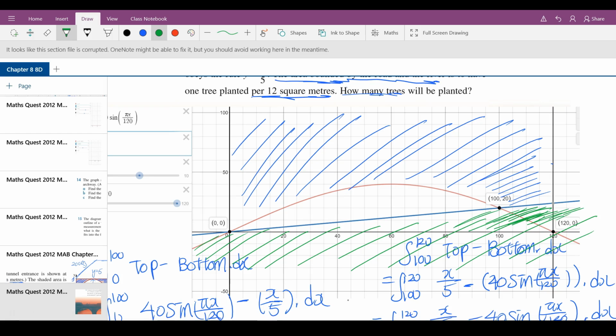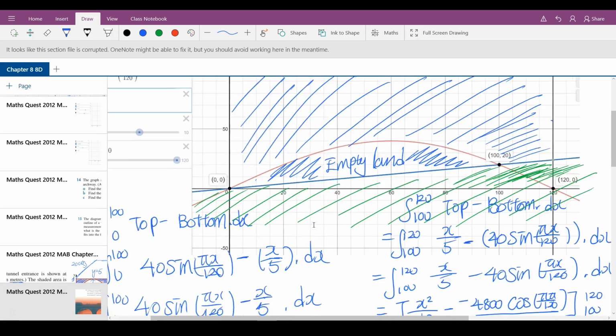So that's why we can't include that, and we can only plant things here because this is the actual empty land between the river and the road. You see, this is the empty land where we can plant trees. So that's why the answer that you found in the back of the book is the area of this area here divided by 12. Which will give you 100.